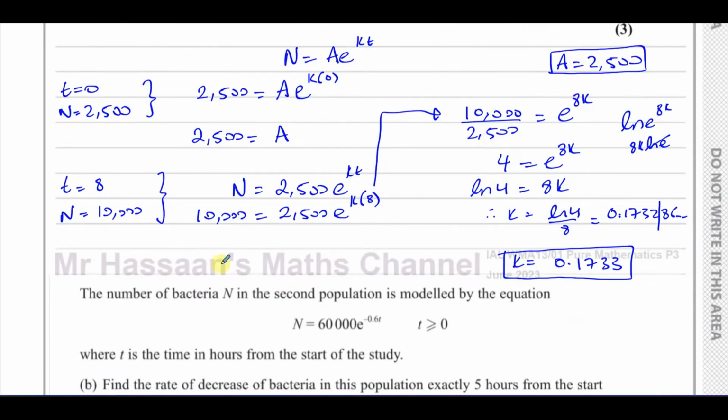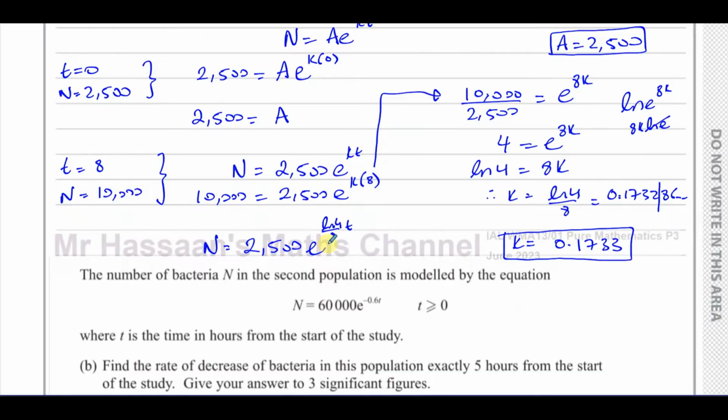Okay, so the model would be, if you want to write it, we don't have to do this actually because it doesn't tell us to write the model, but I would write the model for further use as e to the power of, and I'll write it in this form: ln 4 over 8 times t. If we needed to use it in a further part of the question, I would use it in this more exact form. Okay, and we can then work out other things from that. So that might come in handy later on.